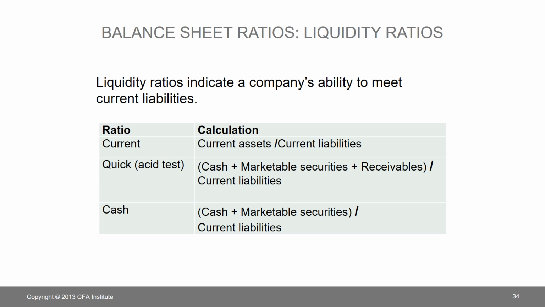In situations where inventories are illiquid, as indicated for example by low inventory turnover ratios, the quick ratio may be a better indicator of liquidity than the current ratio. And finally, the cash ratio. It expresses cash and marketable securities in relation to current liabilities. So it quantifies how many dollars of cash and securities the company has to pay each dollar of current liabilities.